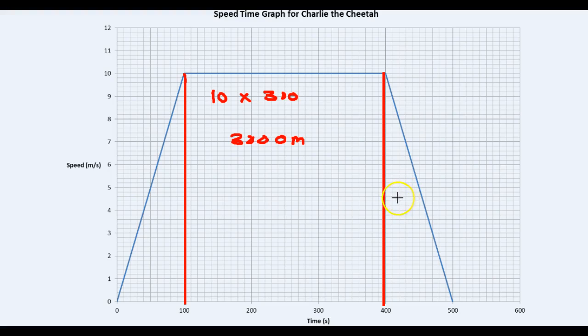For the final triangle, we just need to repeat what we did in the earlier one. So we can make this into a rectangle that is 100 along the bottom by 10, and then halve it to find the area of the triangle, in which case, once again, we have Charlie travelling 500 meters. That's not very easy to read, is it? So we've got a total of 500 meters plus 3,000 meters plus 500 meters in this section, so Charlie travelled a total of 4,000 meters during his journey.